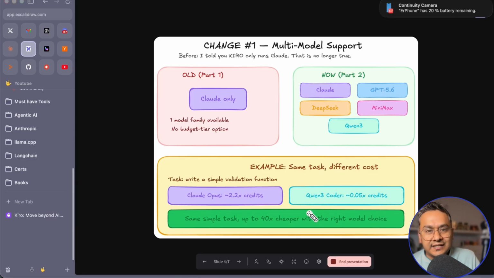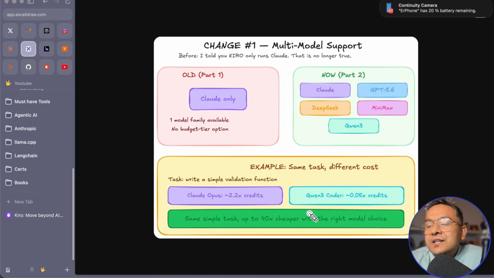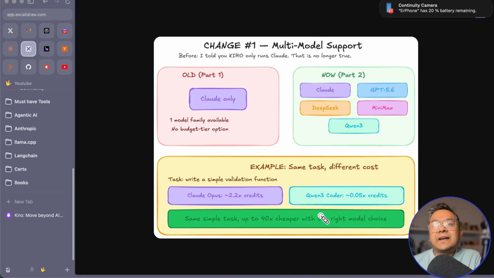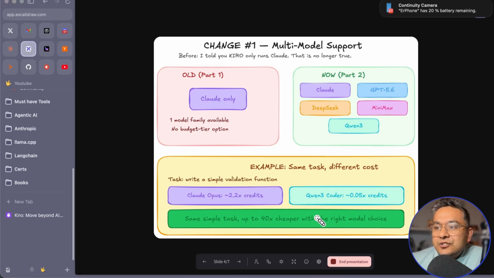You can see that not all models consume the same credits. There are different models which you can use based on your use case. For some simple tasks, being up to 40 times cheaper with the right model is also the case. You can use different models for different use cases by doing some research on top of it, right?